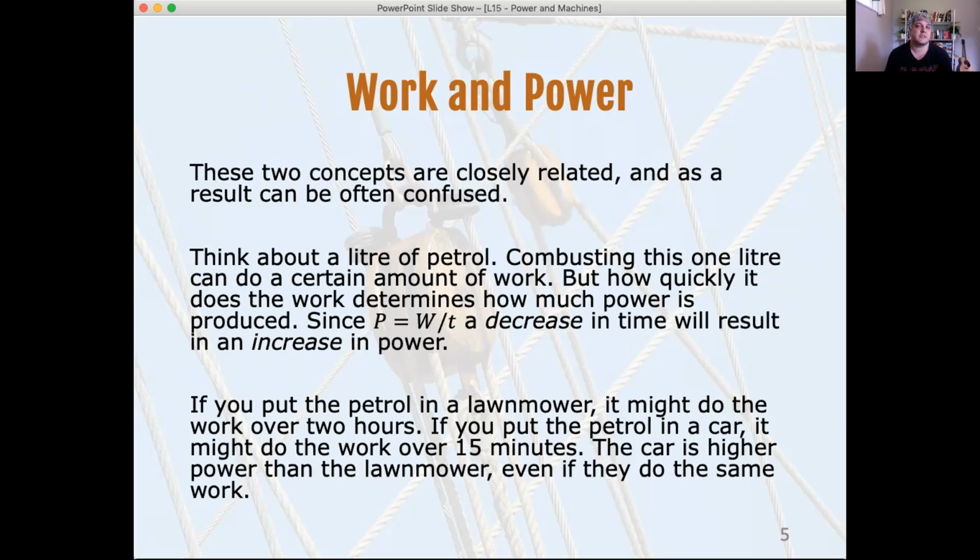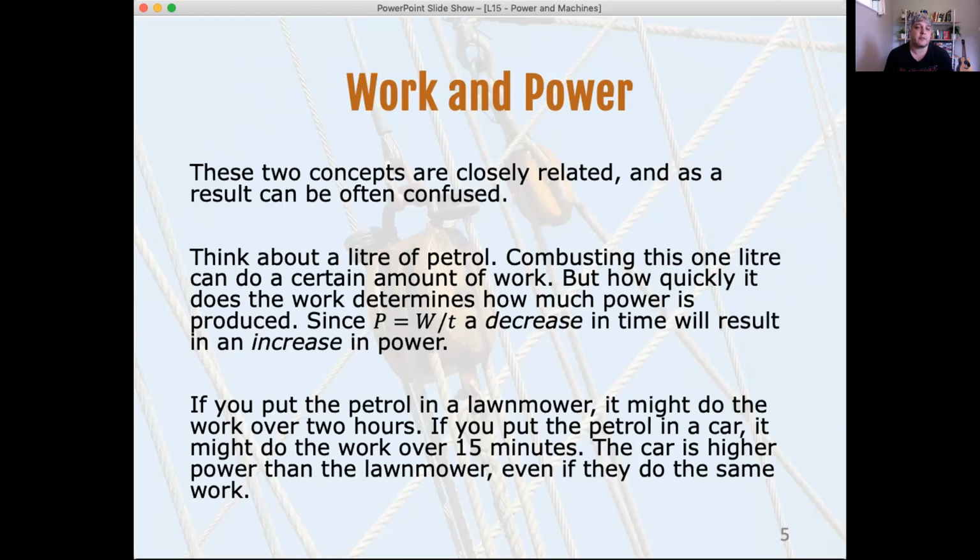So it might still produce the exact same amount of work in 2 different engines because it's the same petrol, it's got the same chemical properties, and it can produce the same amount of energy when you burn it. But the rate at which the engine burns that petrol determines the power. So if you decrease the time, you get an increase in power.